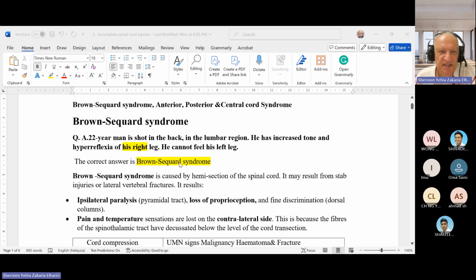You can find something like this. A 22-year-old man is shot in the back in the lumbar region. He has increased tone and hyperflexion in his right leg. He can't feel his left leg. So on the same side of the injury, they have motor dysfunction or motor paralysis. On the other side, they have loss of sensation. This is what we call Brown-Sequard syndrome.